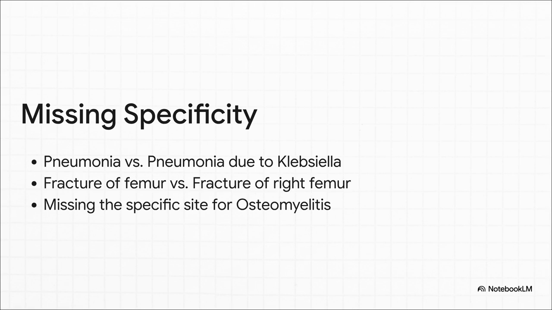Missing specificity is one of the absolute most common reasons for a query. Coders cannot assume anything. If you write pneumonia, they can't code pneumonia due to Klebsiella, even if the lab results clearly show Klebsiella. The provider has to explicitly write it. If you write fracture of femur but fail to specify right or left, the coder cannot assign a specific DRG. If a patient has osteomyelitis, we need to know the exact site: femur, tibia, sacrum. Without this detail, the chart defaults to an unspecified code, which almost always results in a lower payment tier.